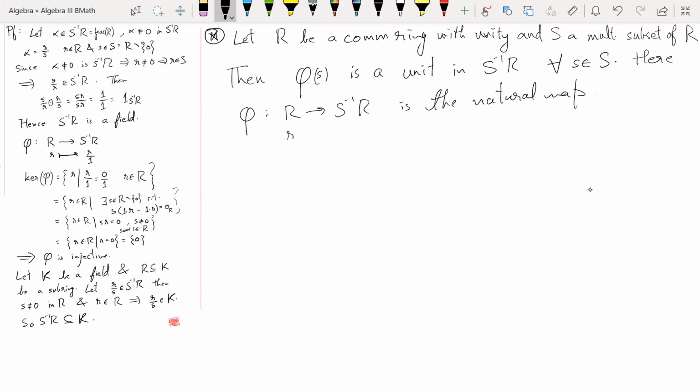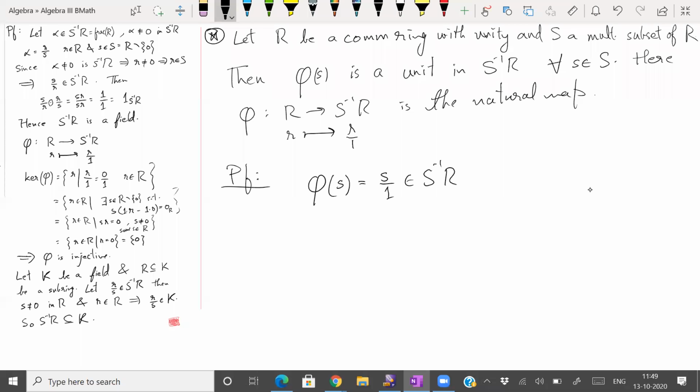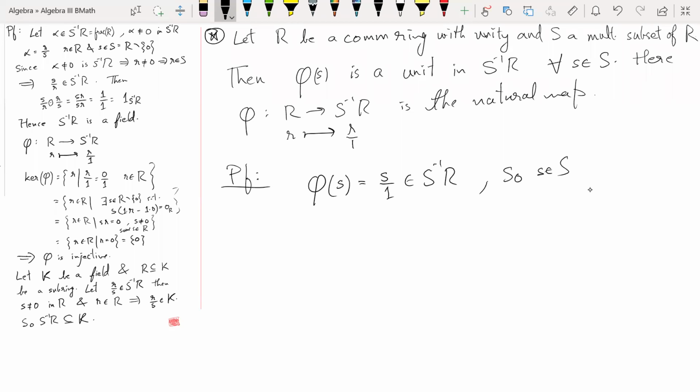Natural map meaning r going to r over 1. So this is a ring homomorphism. That tells you that every element of S becomes invertible in this ring, and this is straightforward. We want to show that phi of s is a unit in S inverse R. What is phi of s? Phi of s is s over 1, an element of S inverse R. Of course, s belongs to S, so 1 over s also belongs to S inverse R, because the equivalence class of (1, s) is there, and the equivalence class of (s, 1) is also there because s belongs to R.